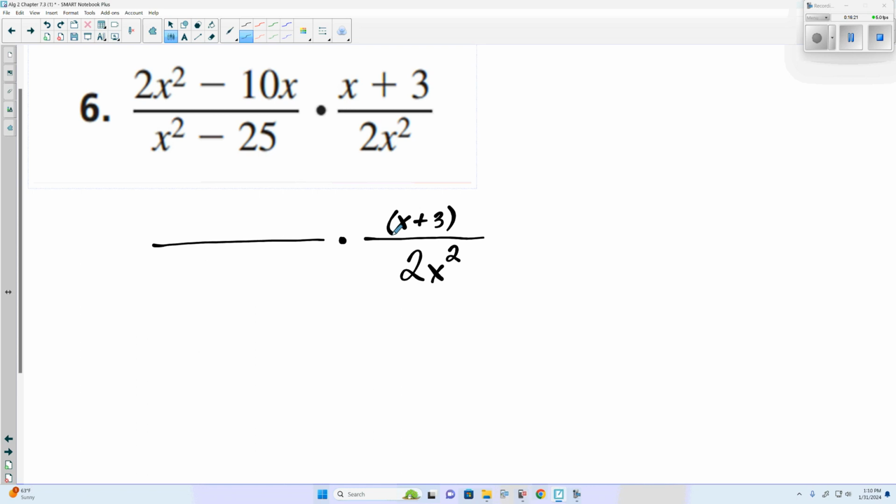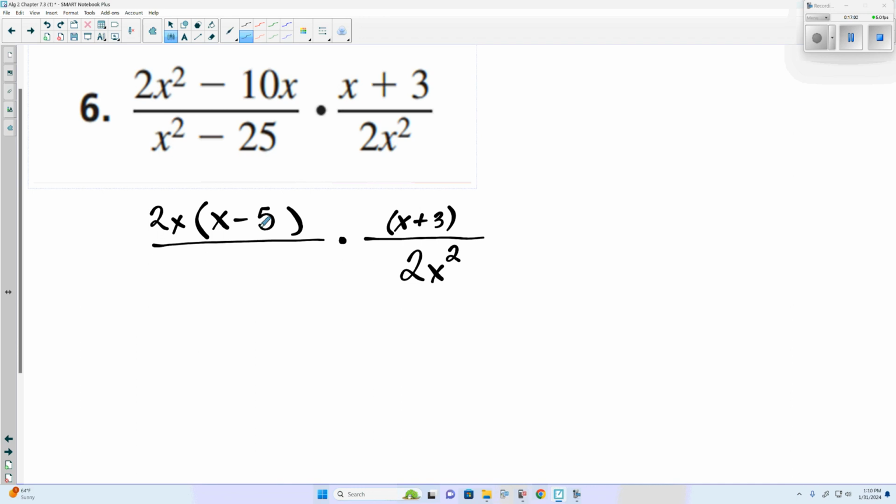Now we have 2x squared minus 10x and x squared minus 25. 2x squared minus 10x. We don't have a constant term, so it most likely means there's going to be a greatest common factor. What goes into 2x squared and 10x? 2 and x. Now if we factor 2x out of 2x squared, we're left with x minus. If we factor 2 out of 10, we have 5.